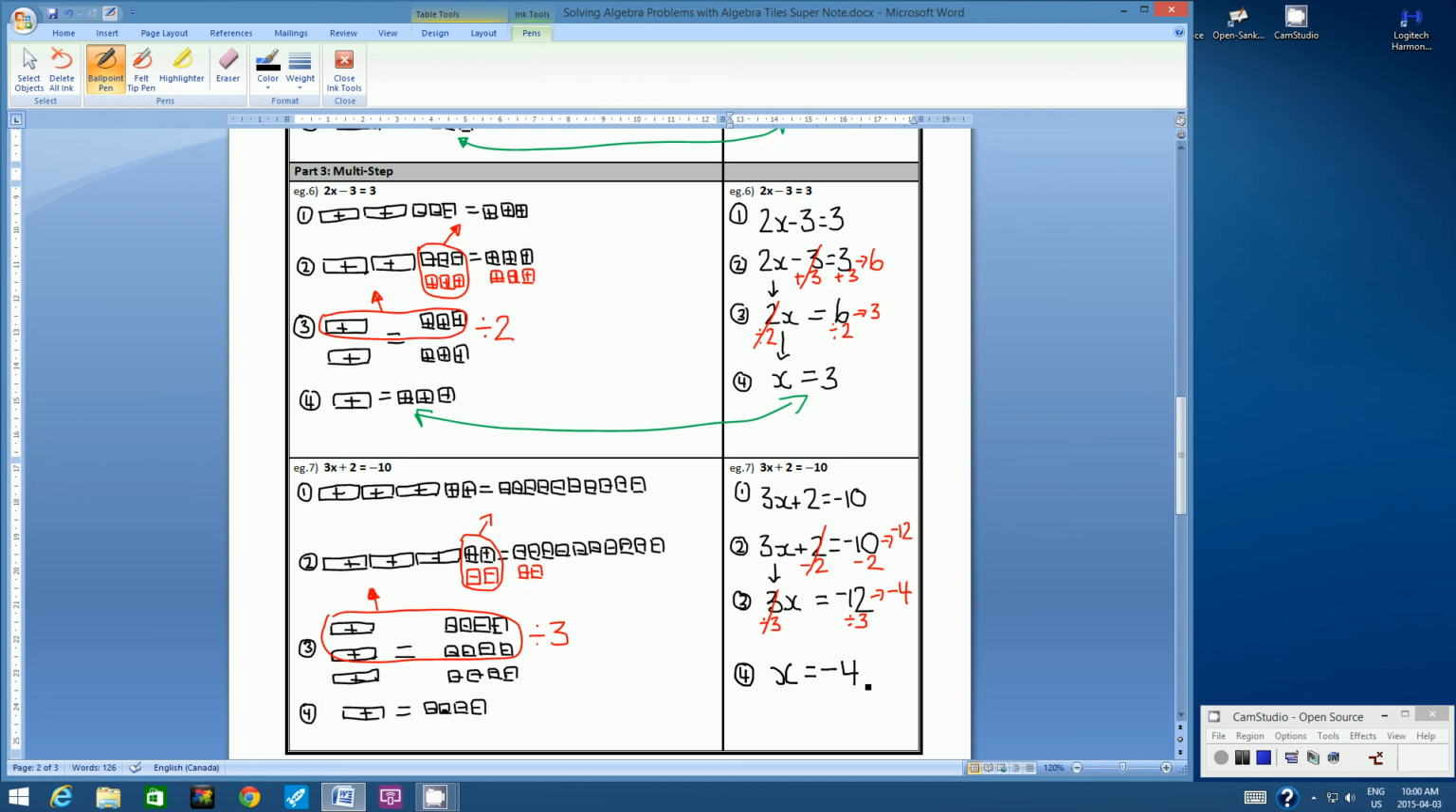Okay, so I hope that made some sense. And this concludes the solving algebra problems with algebra tiles super note.